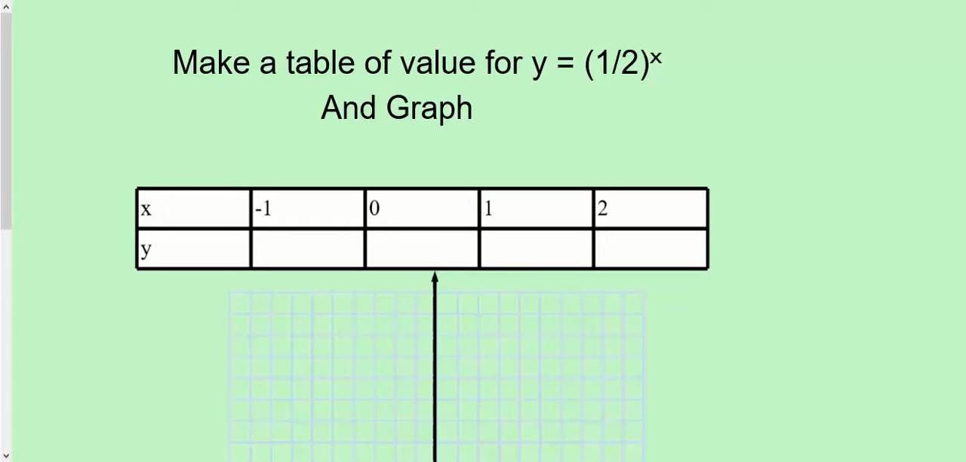Make a table of values for this function here. So we're just going to plug in some values and see what happens. So we're going to start with 0. 1/2 to the 0 power is 1. 1/2 to the first is 1/2. 1/2 squared is 1/2 times 1/2, which is 1/4.